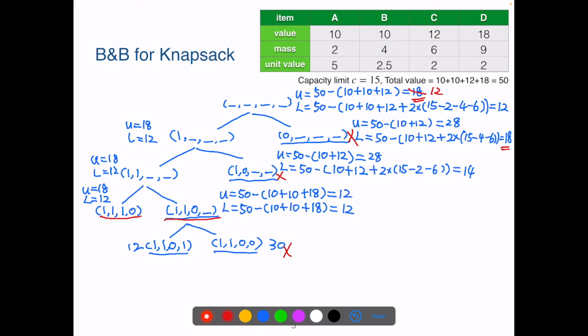Now we can stop here because we have found a complete solution with the total value margin 12. All the other partial solutions are either thrown away already or they have a lower bound no better than the complete solution we already have. This complete solution will be our optimal solution.